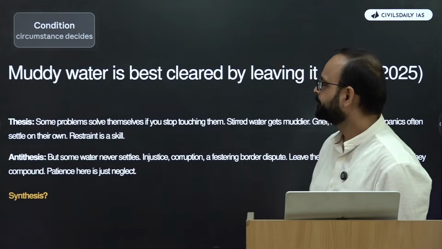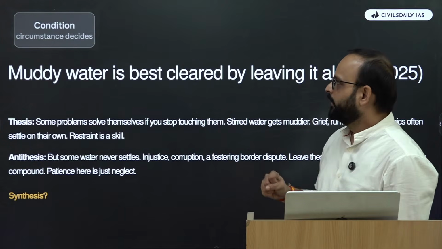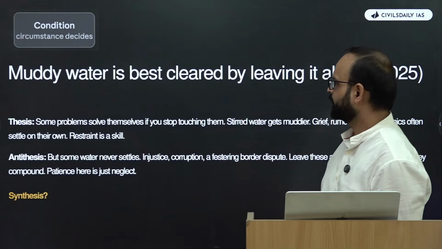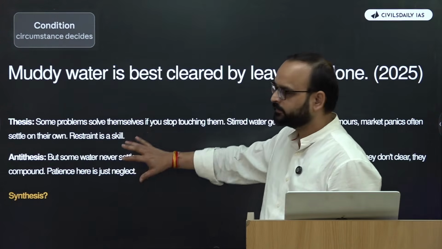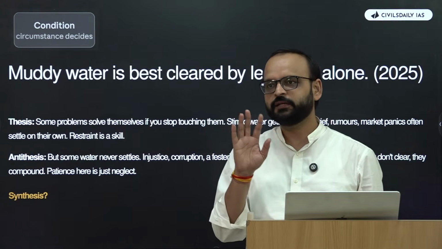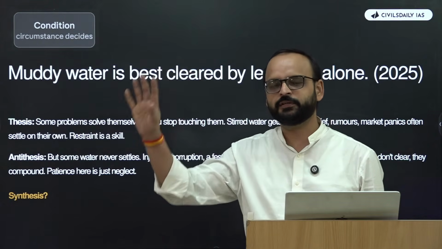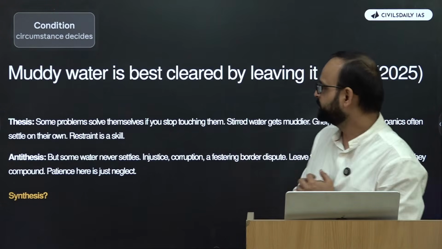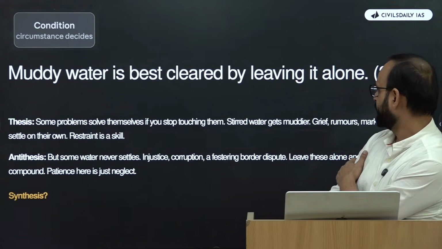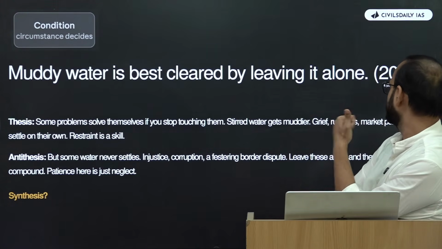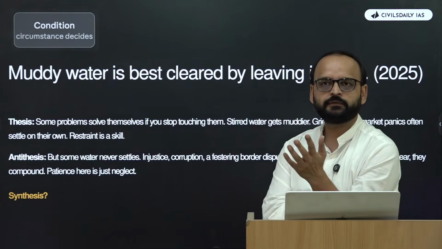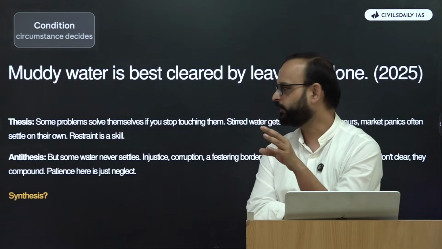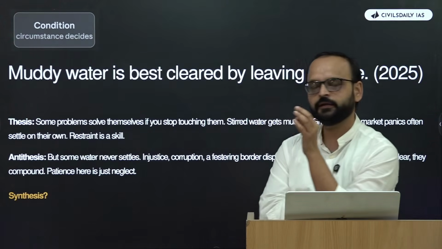Okay, cool. So the next is conditions. And the example we take is: muddy water is best cleared by leaving it alone. This came last year as well. And like I said, thesis and antithesis both will have examples which will be right in their own circumstances, right in their own court, as it were. Thesis says some problems solve themselves if you stop touching them. Stirred water gets even muddier. Grief, rumors, market panics often settle on their own. Social media uproar also settles on its own if you do not add more of the proverbial ghee to the fire. So in this case, restraint is a skill.